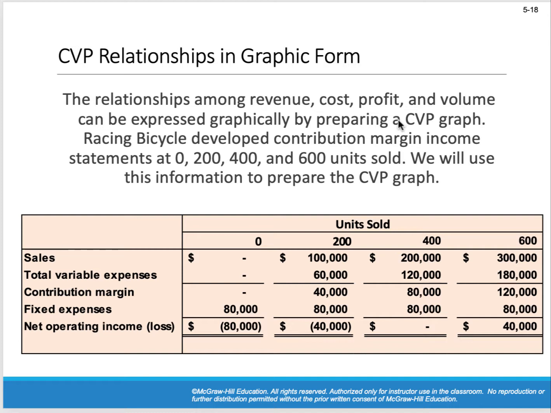In order to really illustrate this, we're going to use the contribution formatted income statement for RBC at 4 volume levels: 0, 200 units sold, 400 units sold, as well as 600 units sold.